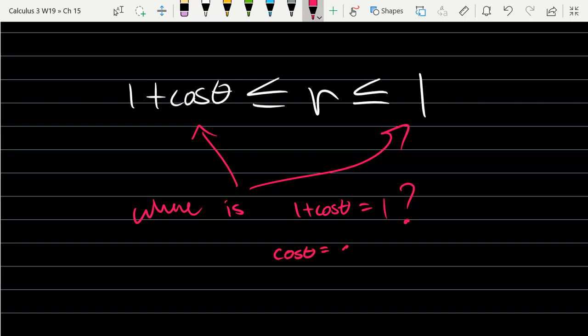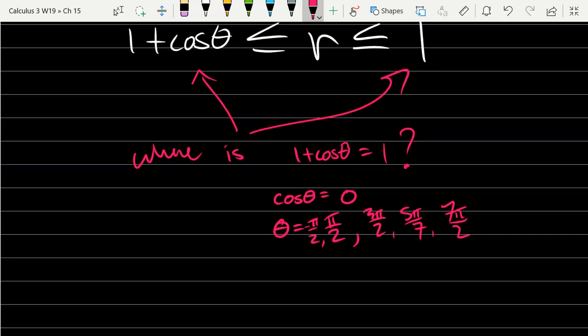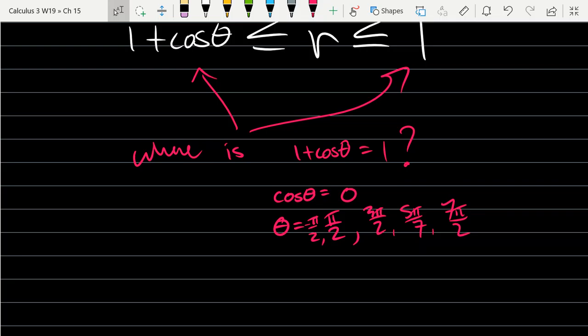So that means cos theta equals 1 minus 1, which is 0. What solutions do we have for theta? Pi over 2. Is that the only angle? 3 pi over 2, 5 pi over 2, 7 pi over 2. I can use negative pi over 2, etc. So there are infinite solutions. We need to pick two consecutive ones that have the correct inequality. If we pick the wrong consecutive ones, we'll get the opposite inequality. If we pick the right consecutive ones, we'll get the inequality that we want.